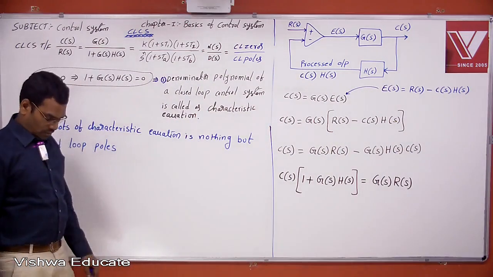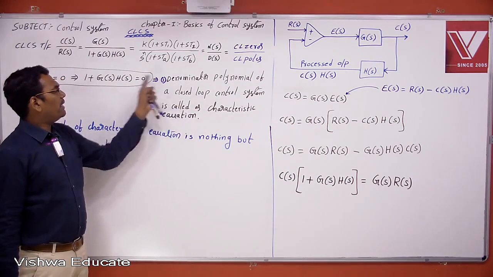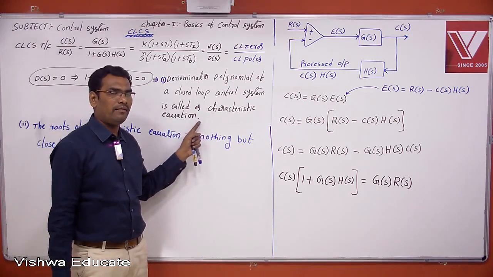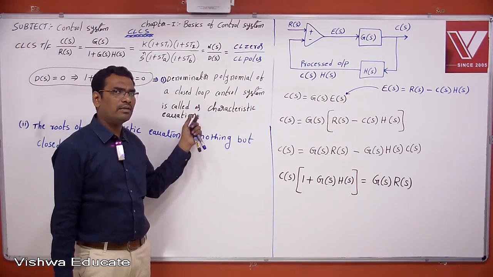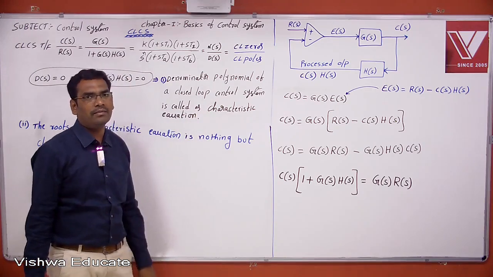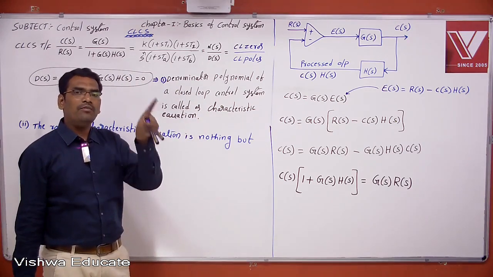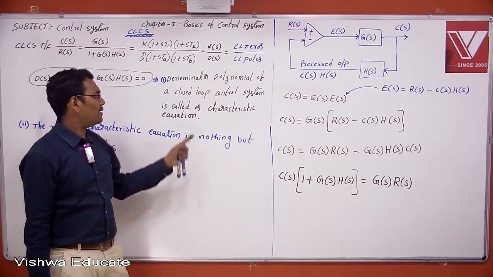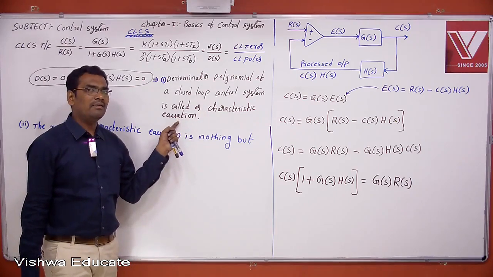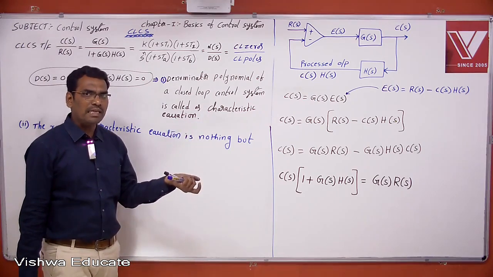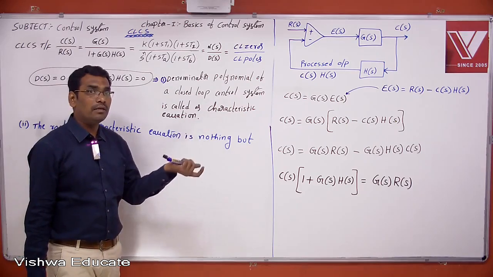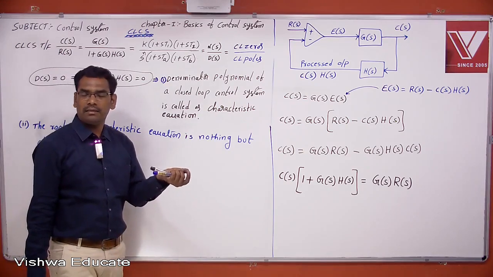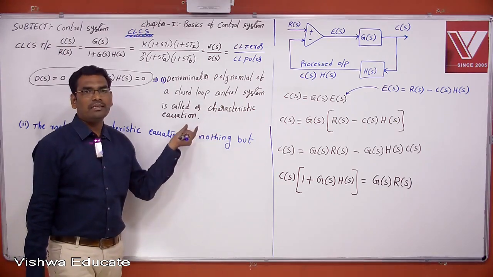And one more thing we have to identify. The denominator polynomial of a closed loop control system, which we call the characteristic equation. Why is this called the characteristic equation? What is the meaning of characteristic equation? Once you have the diode VI characteristics, you can understand the behavior of the diode. In the same way here, once we have a characteristic equation, it will give characteristics, behavior, and complete analysis. That is the reason why this is called the characteristic equation.